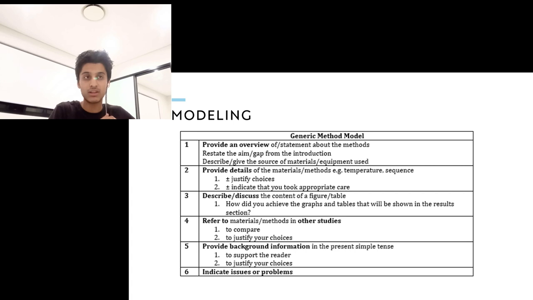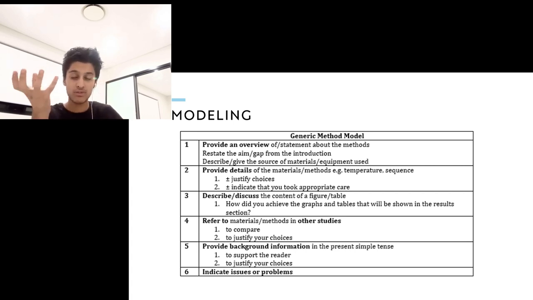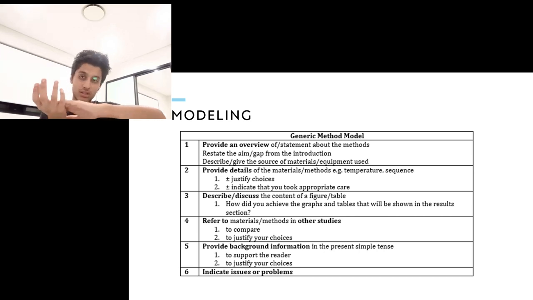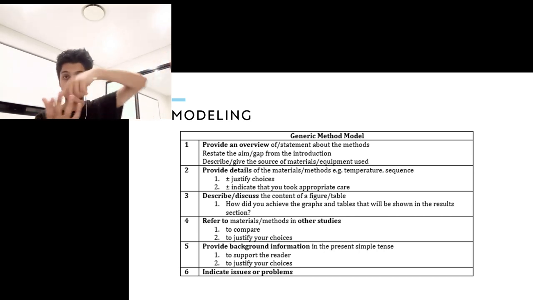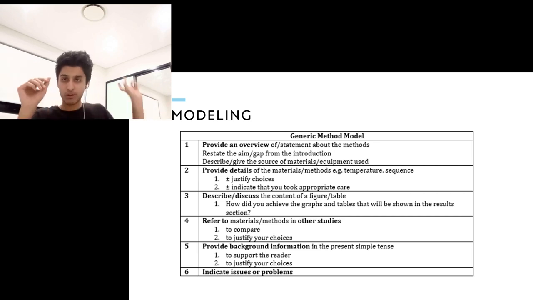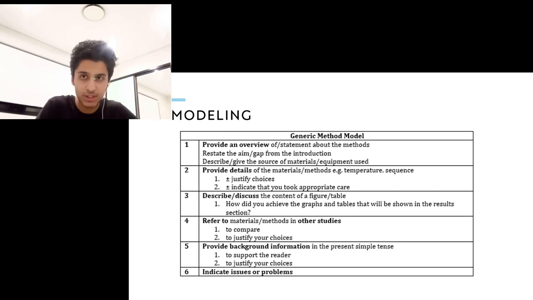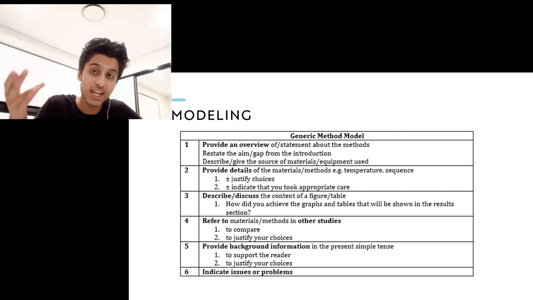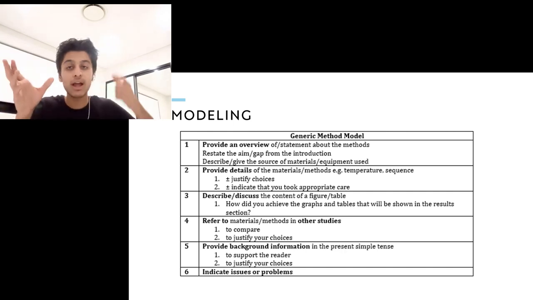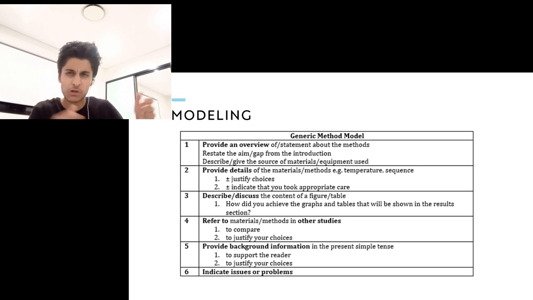the content of a figure or a table. So here's where you say how that experiment was done, how a table was derived from your experiment. So if you're throwing a ball, you could say that a motion tracking app was used. Then you want to refer to materials or methods in other studies, like if you've taken one of their methods, or why you did this.